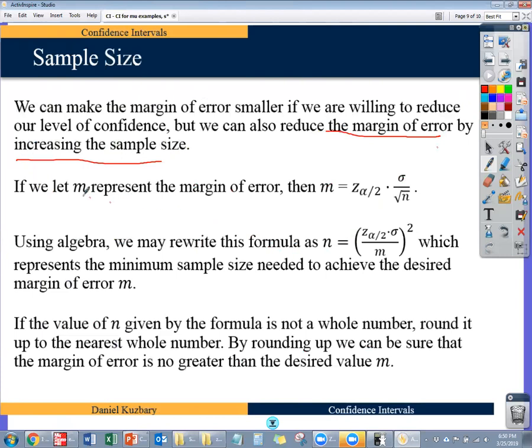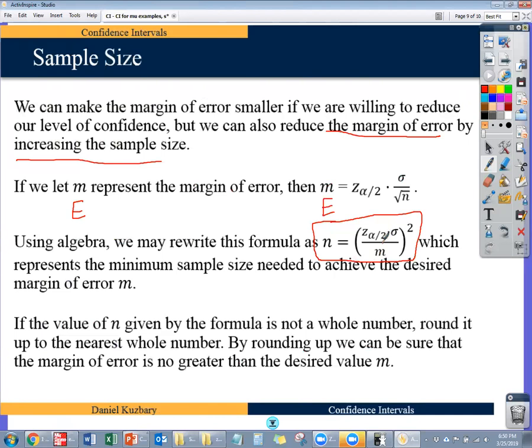In other words, if we want to make the margin of error smaller, we can just go out and get a bigger sample. So let's let M represent the margin of error, which we're also calling E. These are the same things. If you use algebra in this formula and solve for N, so do some division and then square everything, you have this formula here which will tell you how big N needs to be if you already know what your margin of error is going to be.